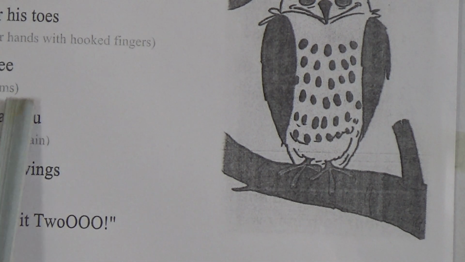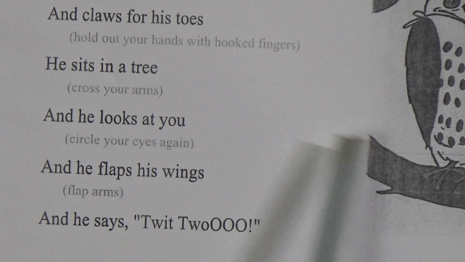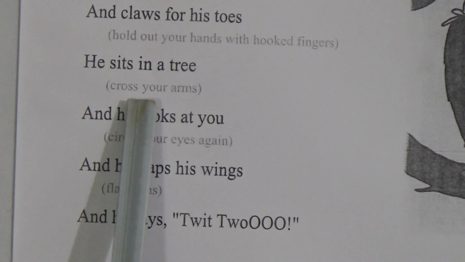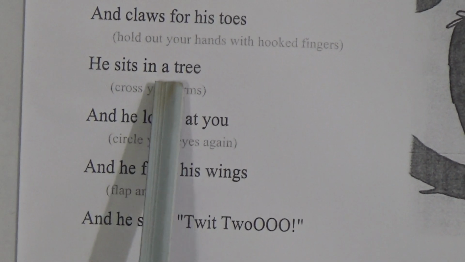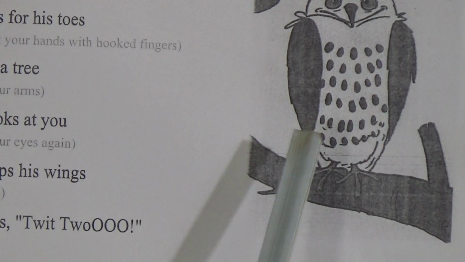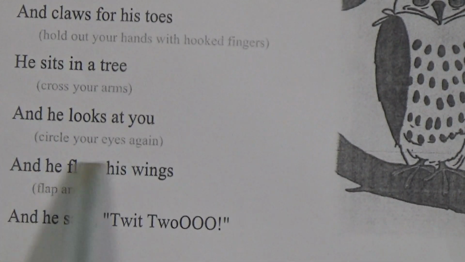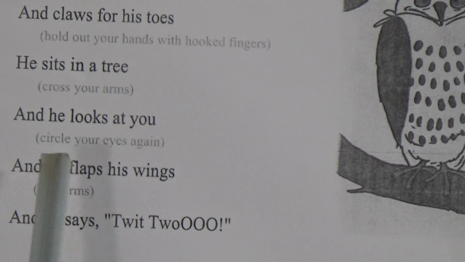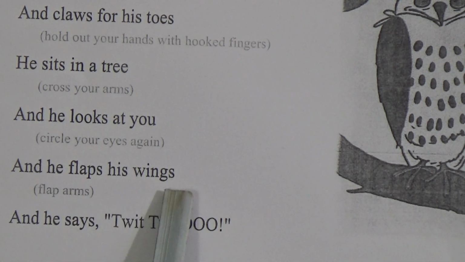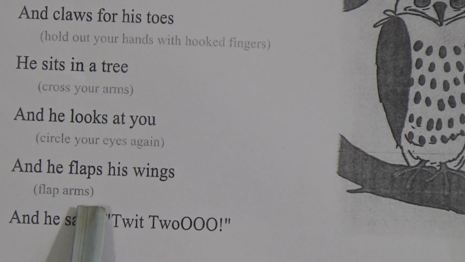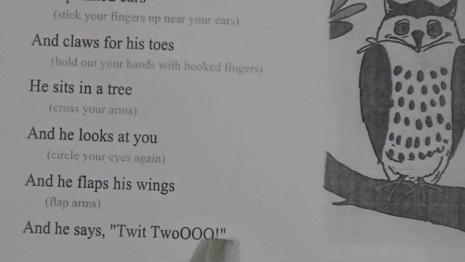He sits in a tree. Cross your arms. So when you say this line, you will cross your arms. And he looks at you. Circle your eyes again, just like the first line of this poem. And he flaps his wings. So you will flap your arms just like wings. And he says too-whit too-whoo.